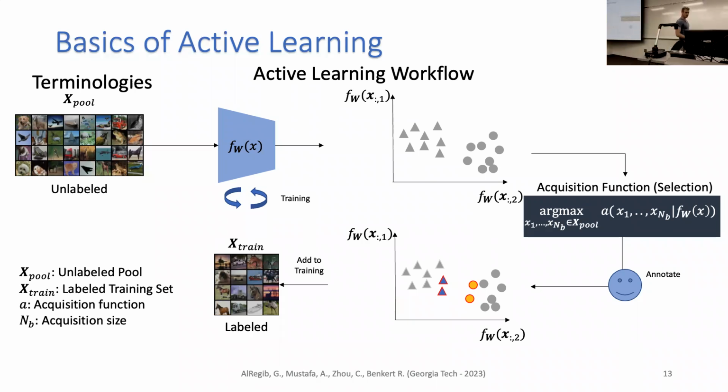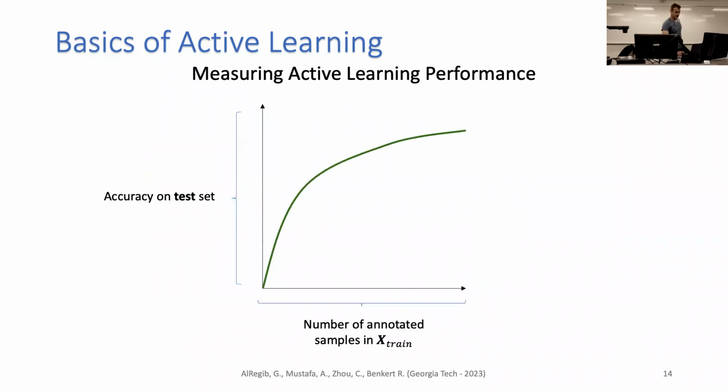Okay. Now that the general workflow is clear, I want to talk about how we evaluate these algorithms. At the center of all of this is this acquisition function A. So how well did we define informativeness? How well is my model able to approximate this informativeness? That's really what defines the quality of our active learning algorithm.